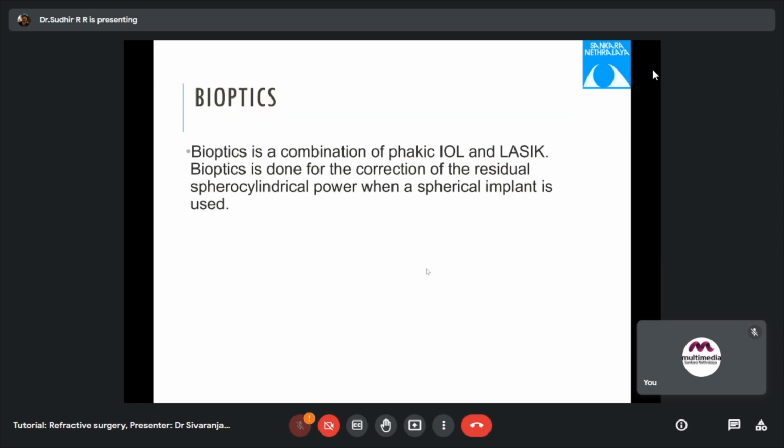Moving on to bioptics, it is a combination of phakic IOL and LASIK. Bioptics is done for the correction of residual spherocylindrical power, where a spherical implant is used.